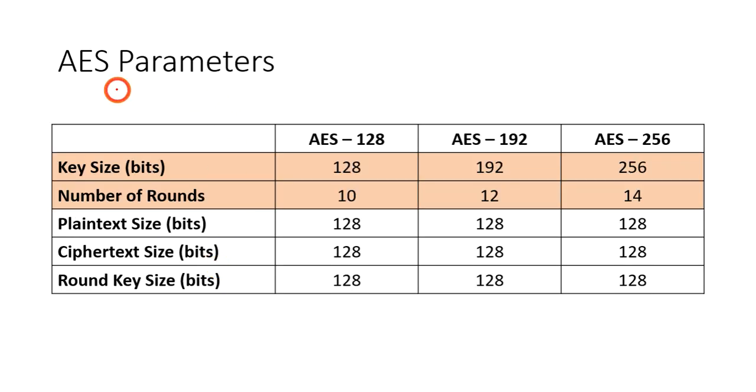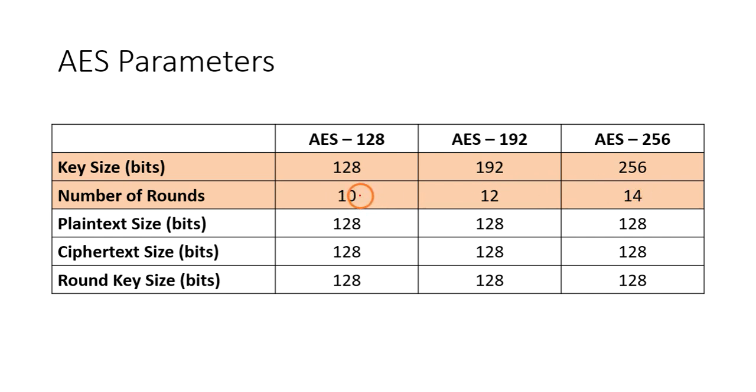Now, let's look at some parameters or characteristics of AES. You can think of three versions of AES: AES 128, AES 192, and AES 256. What do 128, 192, and 256 mean? It's the key size. Associated with the key size, there is one more thing called the number of rounds. The actual key size is based on the number of rounds.